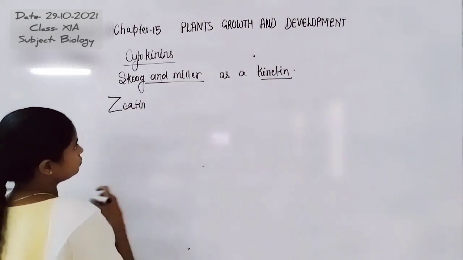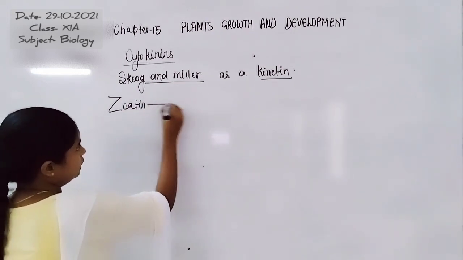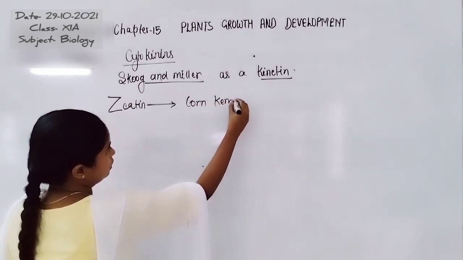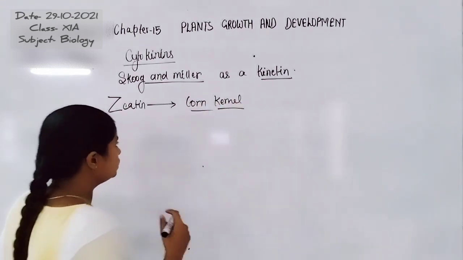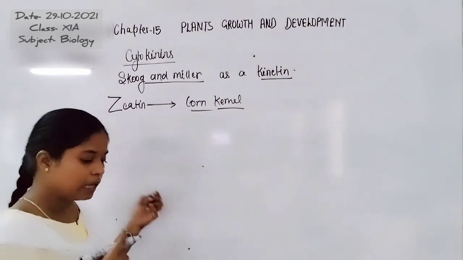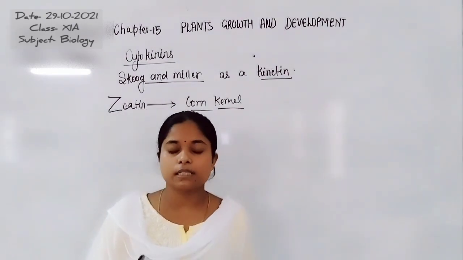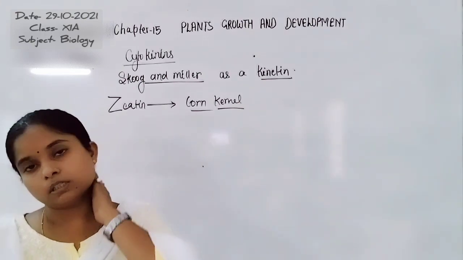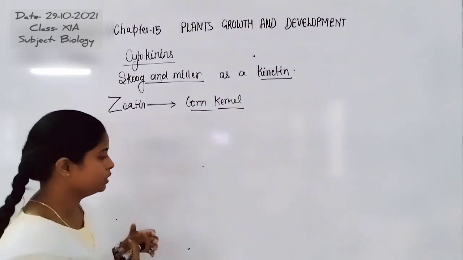The discovery of cytokinin as zeatin, ZRT, was in corn kernel. After the discovery of cytokinin as ZRT, several synthetic cytokinins were also isolated or discovered.